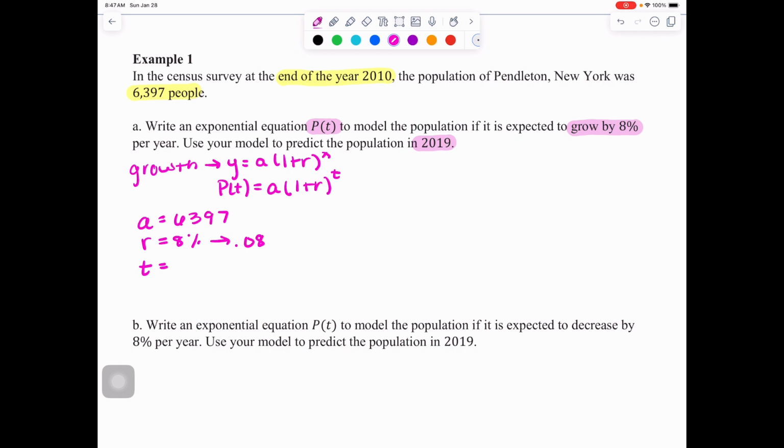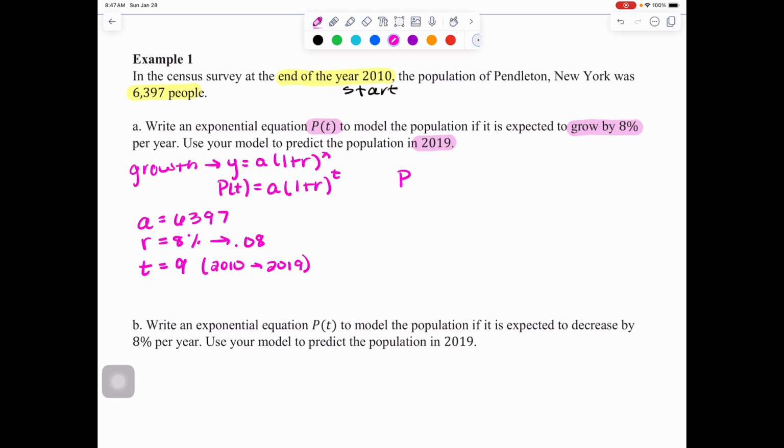So the starting point was the end of the year 2010. This is where we're talking about end of the year. That's where we're starting from. So when I look and see 2019, that means I have to figure out how long it's been from 2010 to 2019. That would be 9 years. So I'm going to put 9 there, and then in parentheses, we'll put that's from 2010 to 2019. So now we have all the information that we need to fill in our formula.